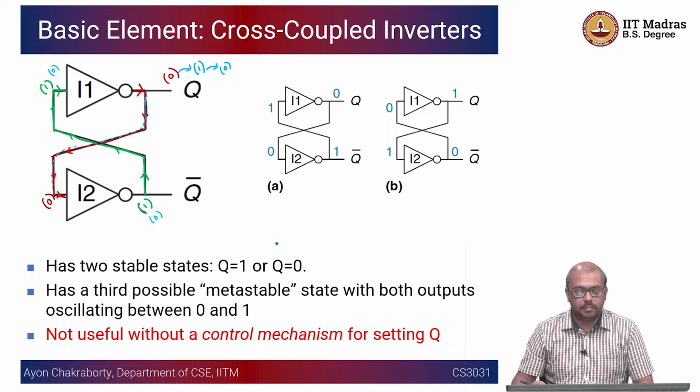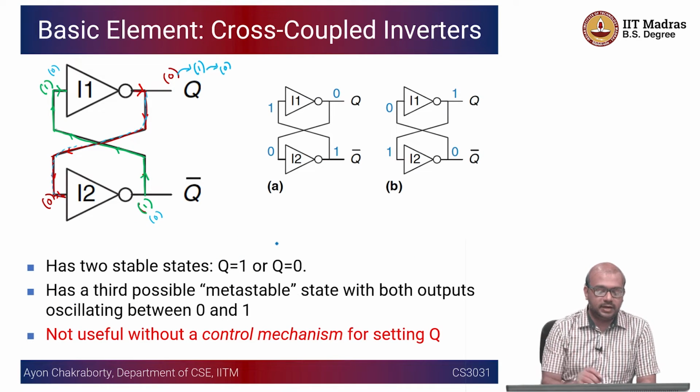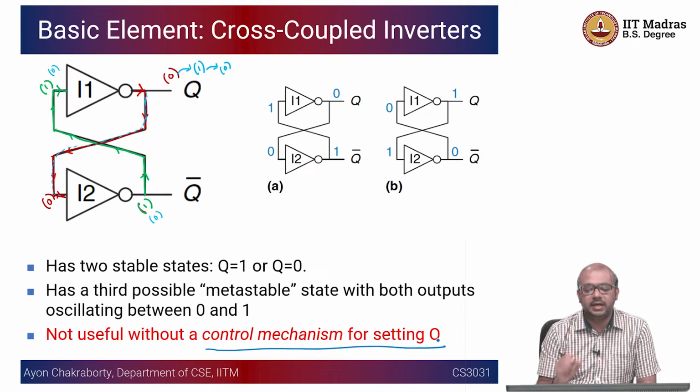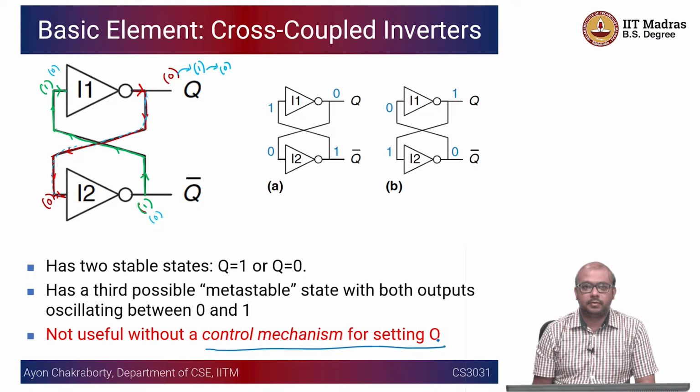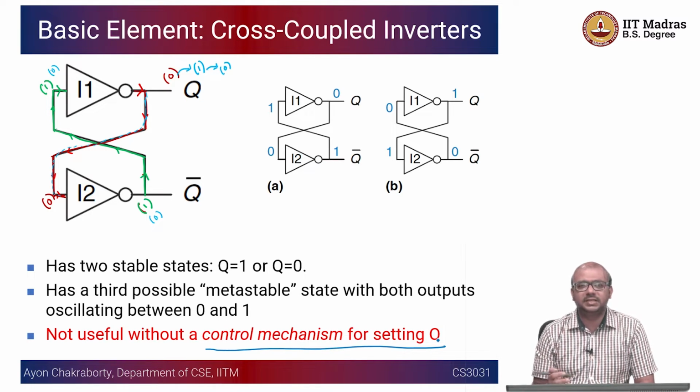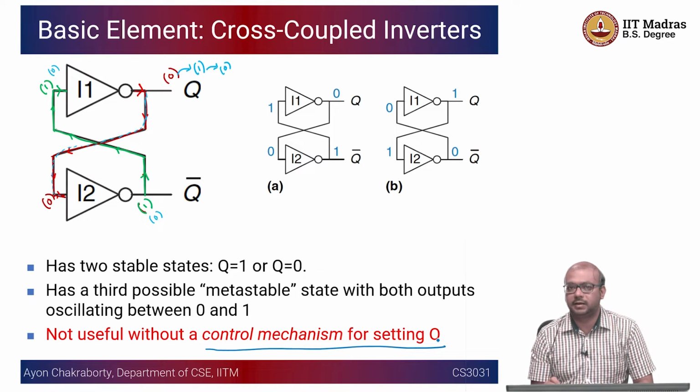So if I look at this slide, we said that it is not useful without a control mechanism for setting q. If we do not have a control mechanism for setting q, this is just going to be useless, right? Who is going to write q and q bar? That is the reason we are having some kind of a control called set and reset, which is going to control the value of q in the circuit.